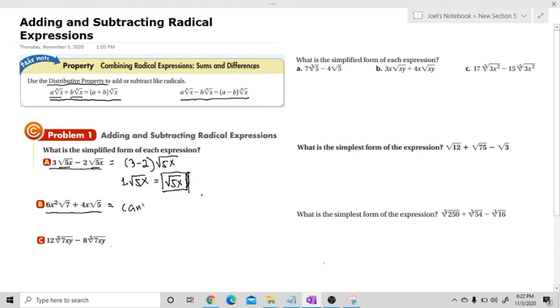The answer here is can't be added. So, ito na yung simplest form niya. Okay, hindi na siya ma-add.